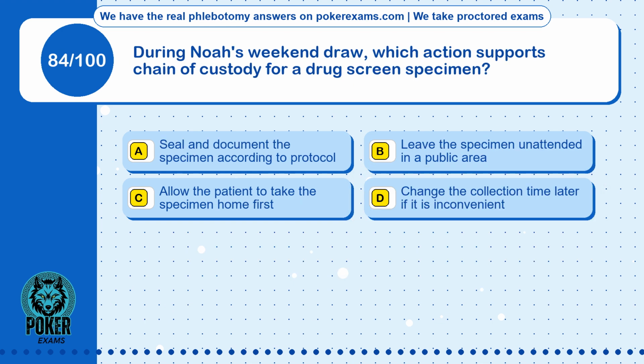Question 84. During Noah's weekend draw, which action supports chain of custody for a drug screen specimen? Option A. Seal and document the specimen according to protocol. Option B. Leave the specimen unattended in a public area. Option C. Allow the patient to take the specimen home first. Option D. Change the collection time later if it is inconvenient.